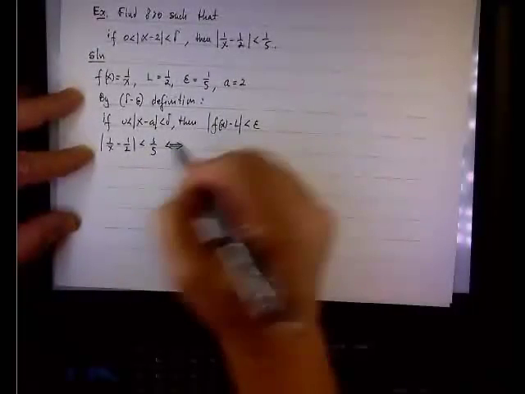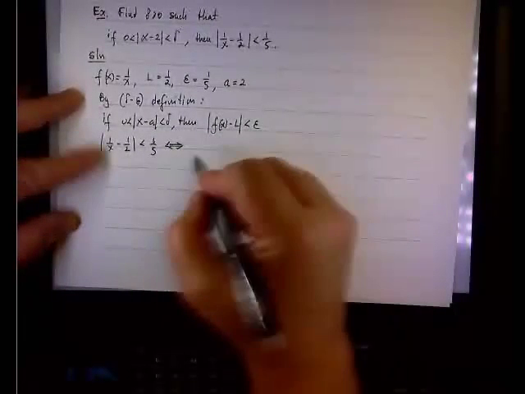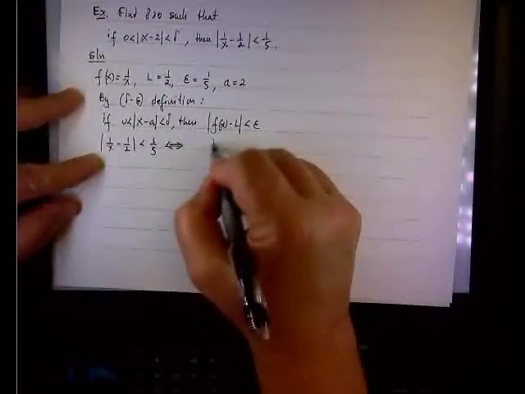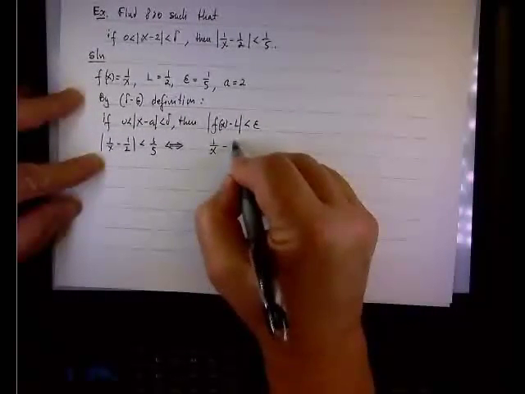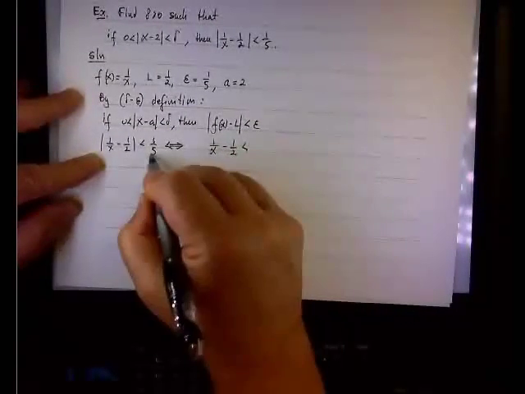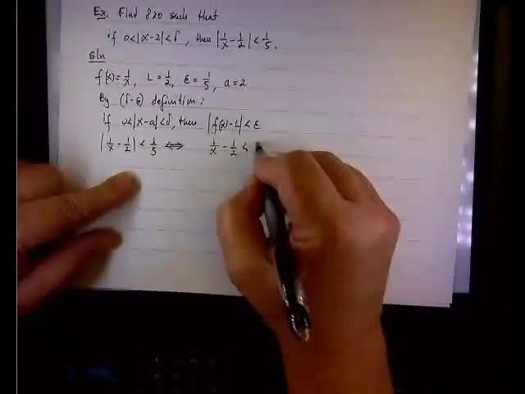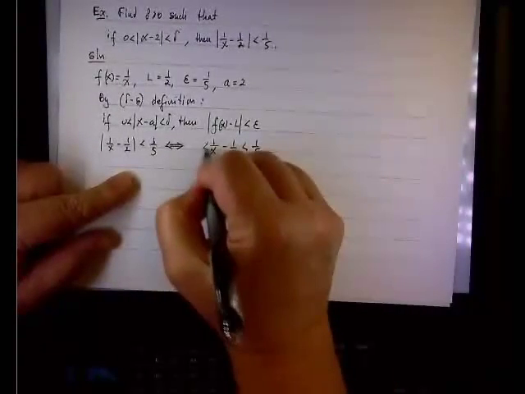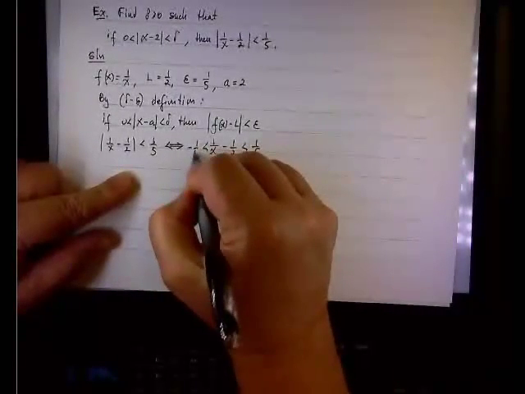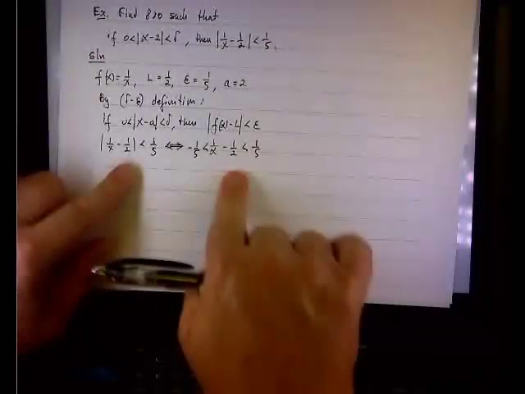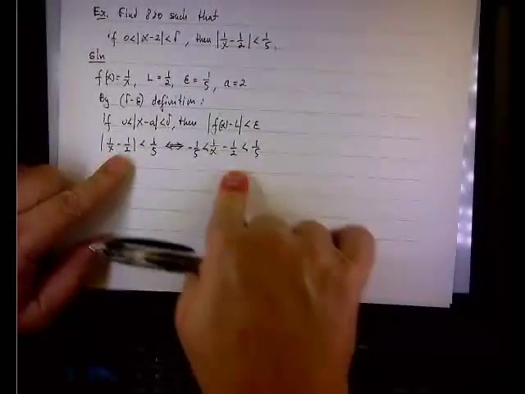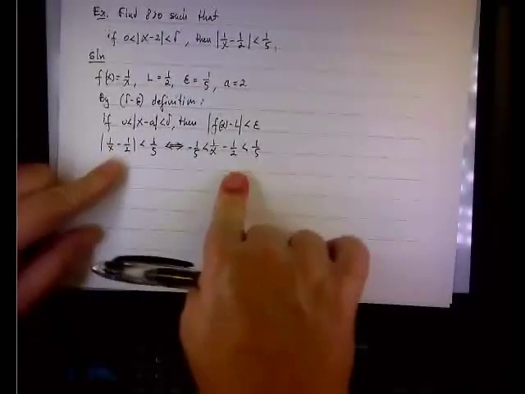The equivalent statement here, I want to change it into a compound inequality, so it will be 1 over x minus 1/2 less than 1/5, and here it will be greater than negative 1/5. These two are equivalent statements. This is something I showed you on Friday.